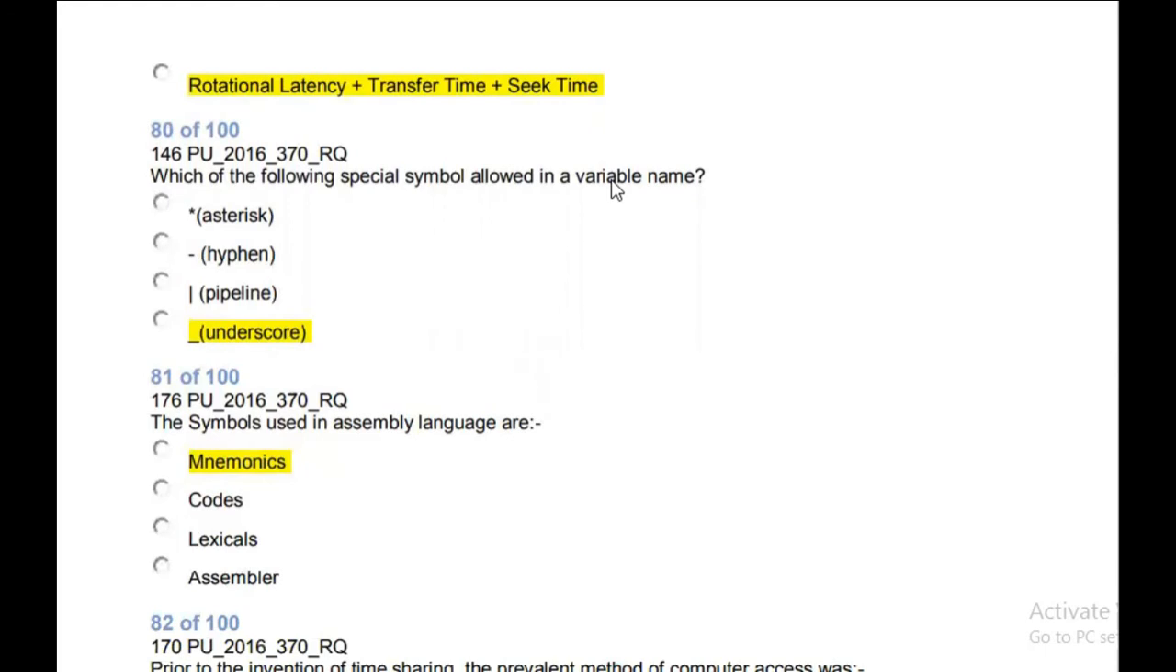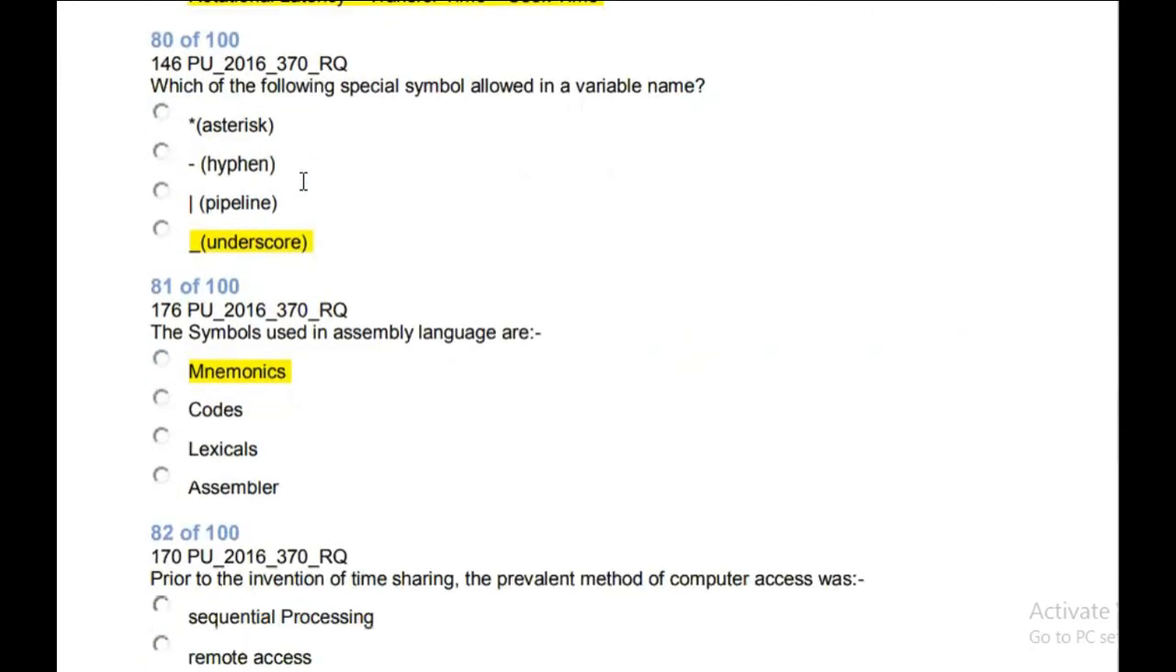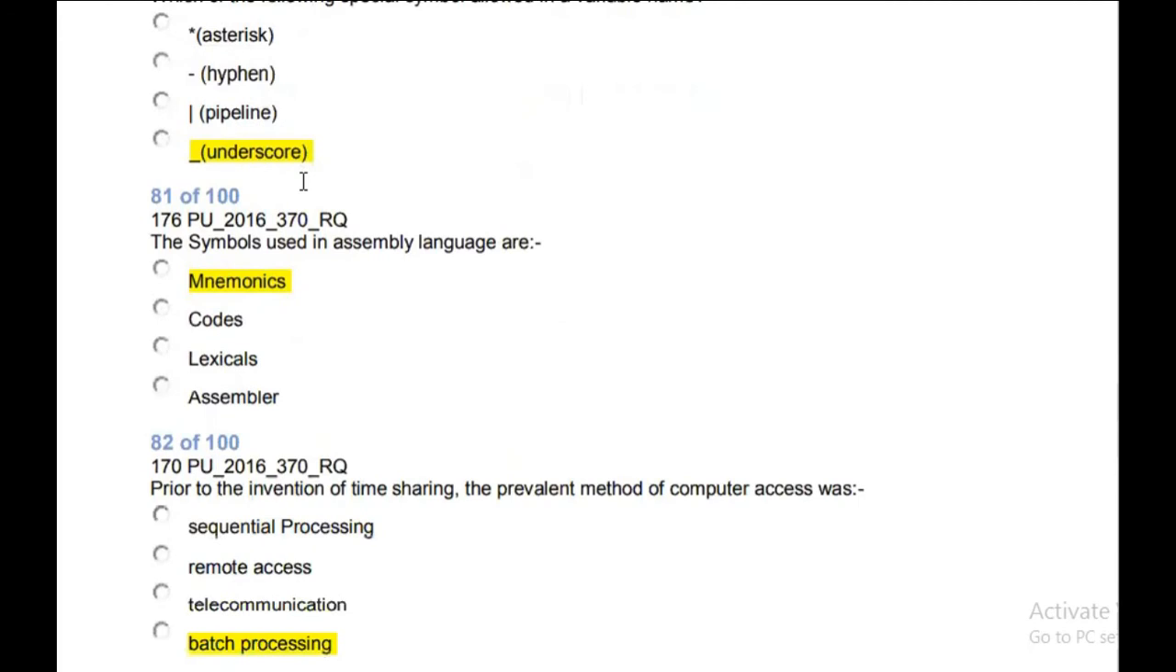Question number 80. Which of the following special symbols is allowed in a variable name? Option D is correct, underscore. Underscore is allowed in a variable name. Next question, question number 81.